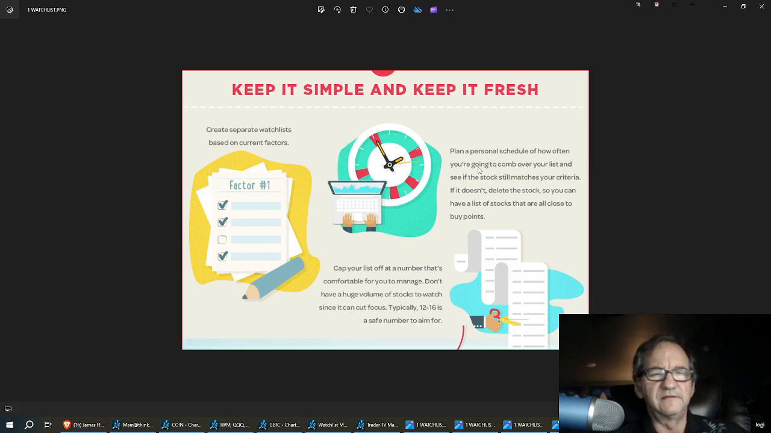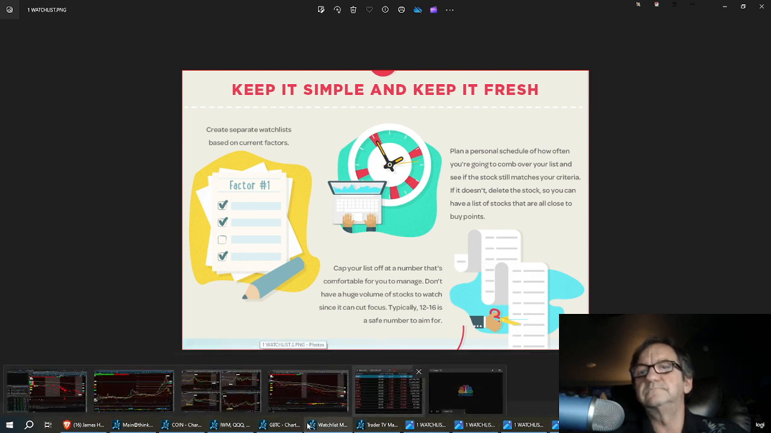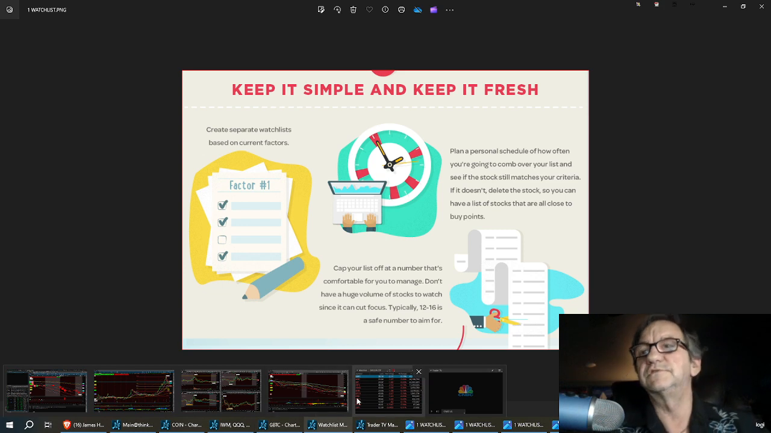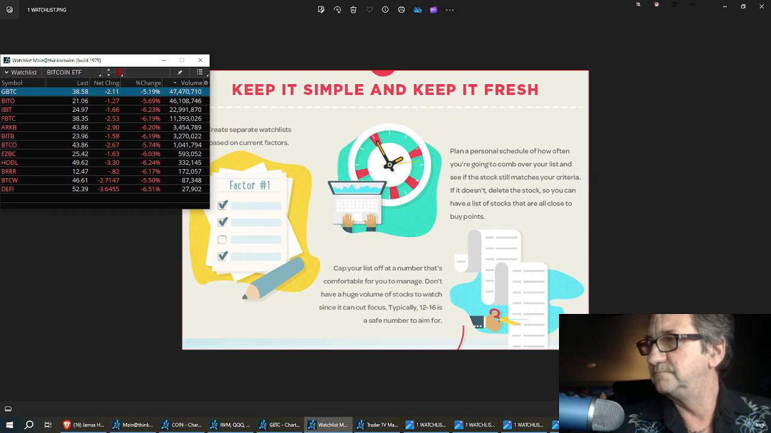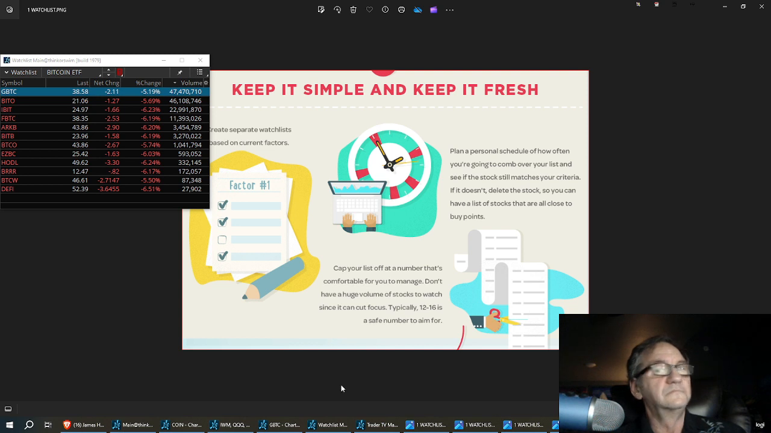So cap that list to 12 to 16 stocks. Start off big, maybe put 25, 30 on it. I got one right here. Let me see. Where's that big thing? That's my Bitcoin ETF one. I'll look for it. I got one that I call 2024, and we'll get down and look at it, and we're going to try to clean it up and make it real simple and easy.